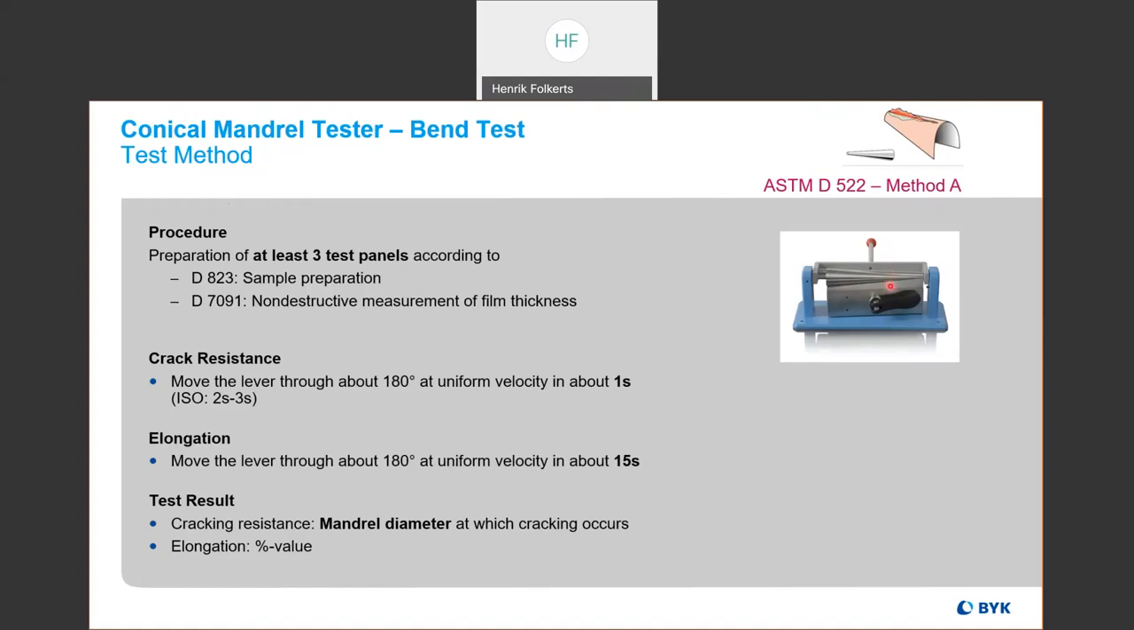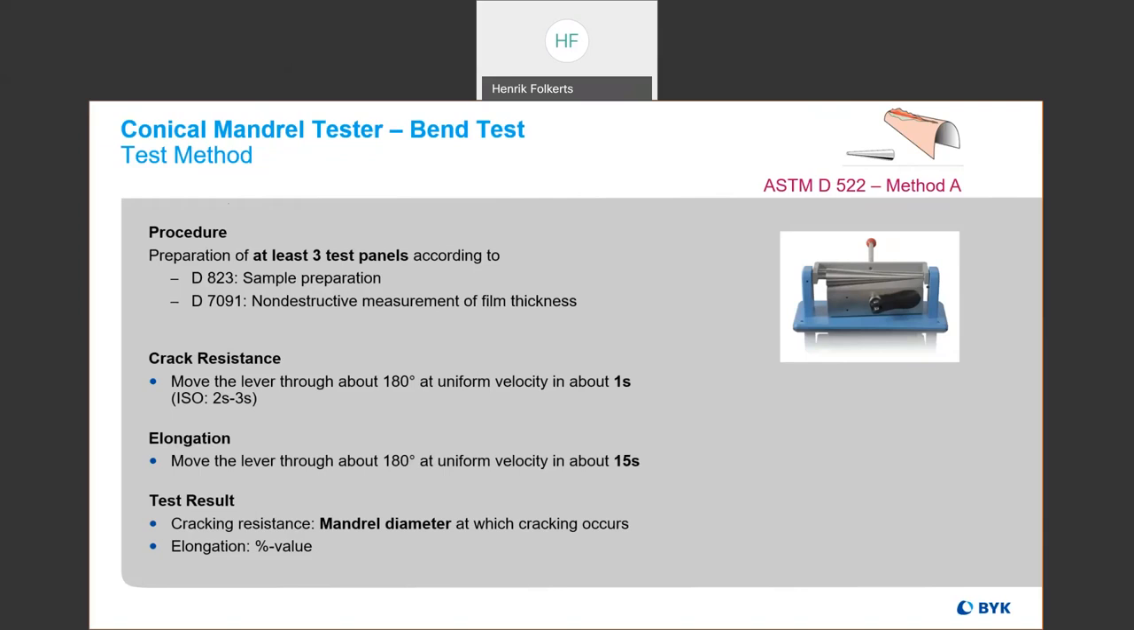Here's the lever, and this one you have to move. In the ISO standard, the velocity is a little bit longer, about 2 to 3 seconds. To evaluate elongation, the movement should take place slowly. The lever should be moved at a speed of approximately 50 seconds. The test analysis contains either cracking resistance or elongation. For cracking resistance, the mandrel diameter at which cracking occurred is recorded. For elongation, a percent value is reported.